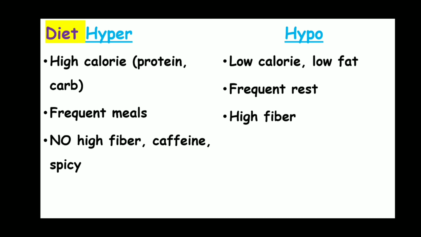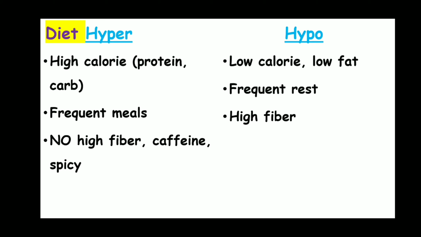Now the diet. What kind of diet is to be prescribed for these patients? Since hyperthyroidism patients are very thin and lean, weight loss will be there. You have to give them high calorie with a lot of protein and carbohydrate, and give small and frequent meals, and no high fiber because they have diarrhea. Stimulants like caffeine and spicy foods are to be avoided.